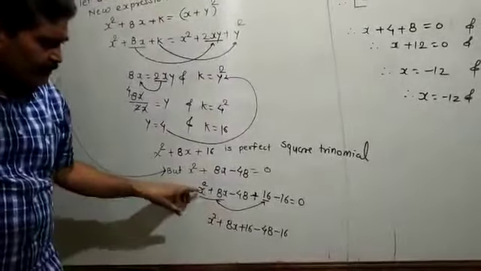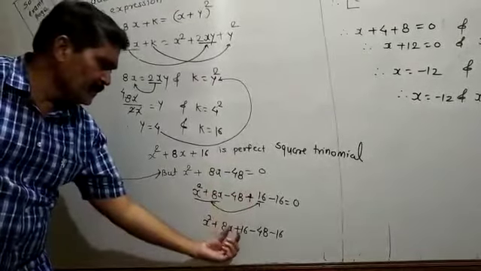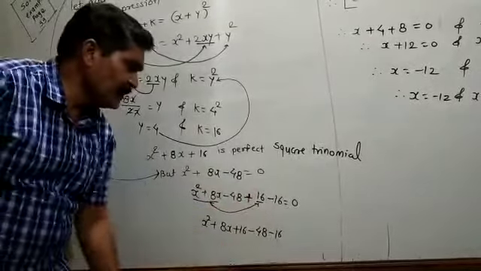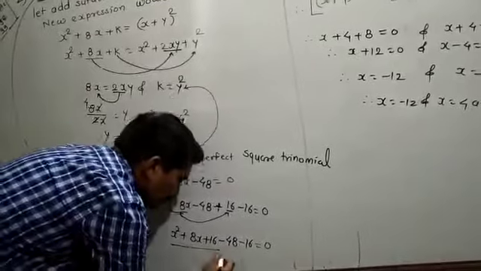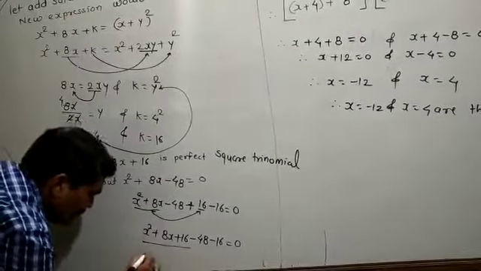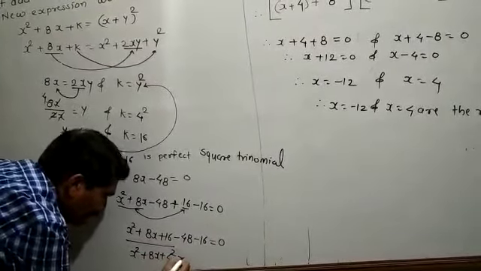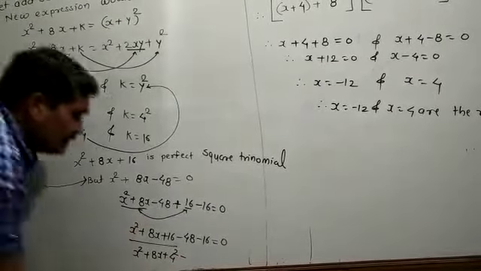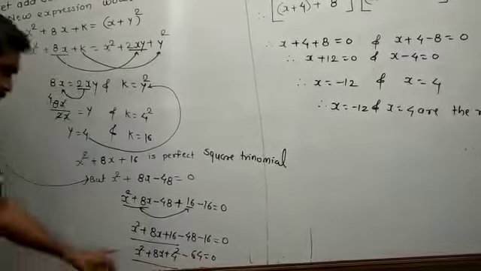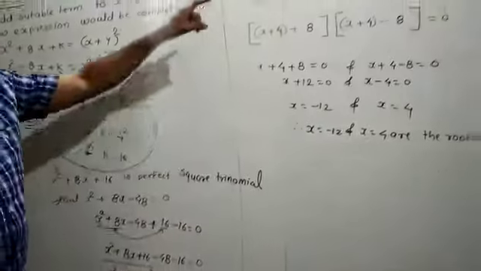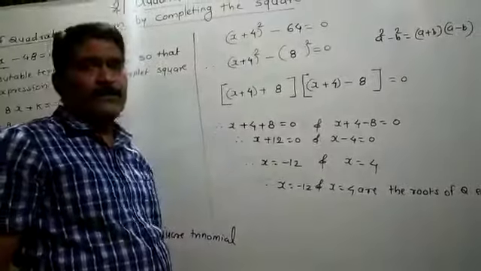So I will write the perfect square term together with x square plus 8x: x square plus 8x plus 16, minus 48 minus 16, is equal to 0. So this is x square plus 8x plus 4 square, minus 48 minus 16, which is minus 64, is equal to 0. And this is the perfect square of (x plus 4) bracket square, minus 64, is equal to 0.